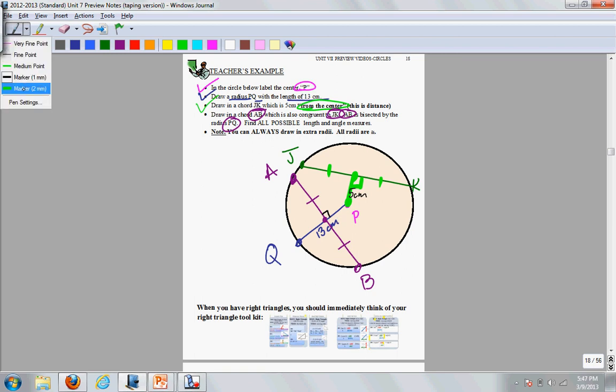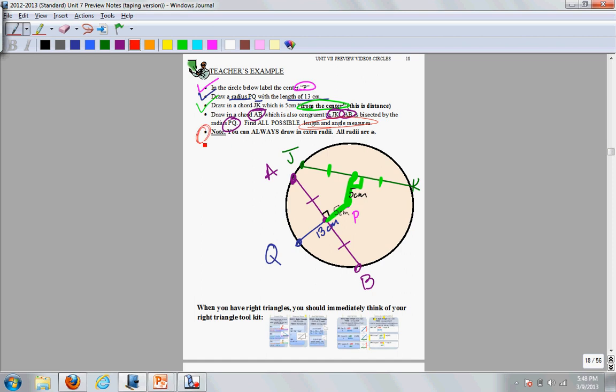And we also learned that if two chords are congruent, then the distances are also congruent. So if this distance here is 5, this distance here is 5. I'm going to bring this around so you can see it. 5 centimeters. Now it says we're going to find everything possible.